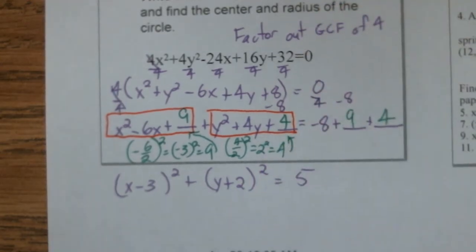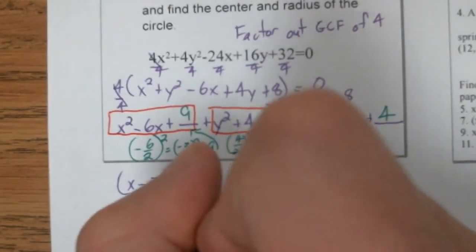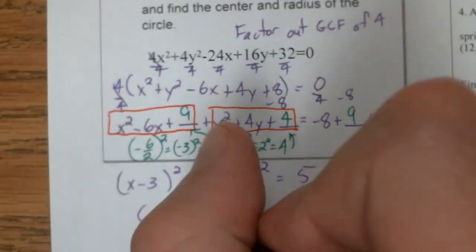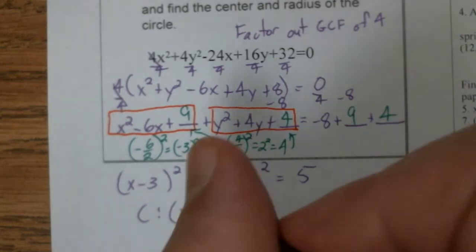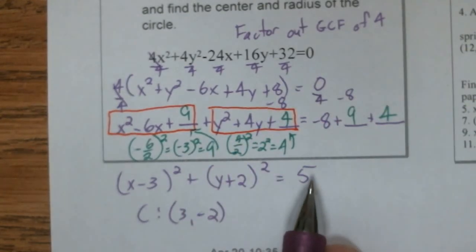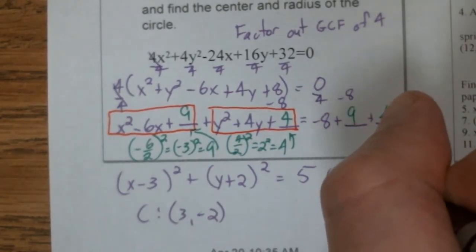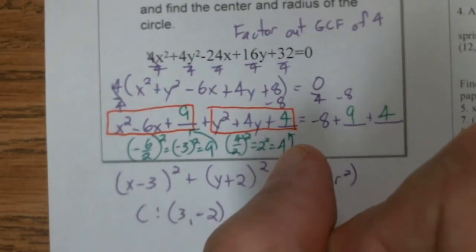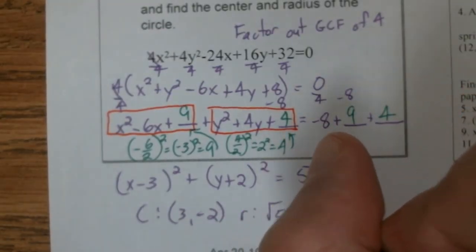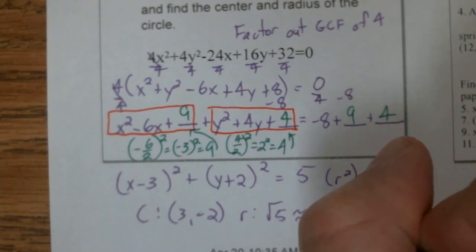And now I got my standard form. My center is going to be flippy flip, 3 comma flip, negative 2. My radius is going to, this is r squared, so I got to take the square root of that. So my radius is actually going to be the square root of 5, which is approximately 2.2.